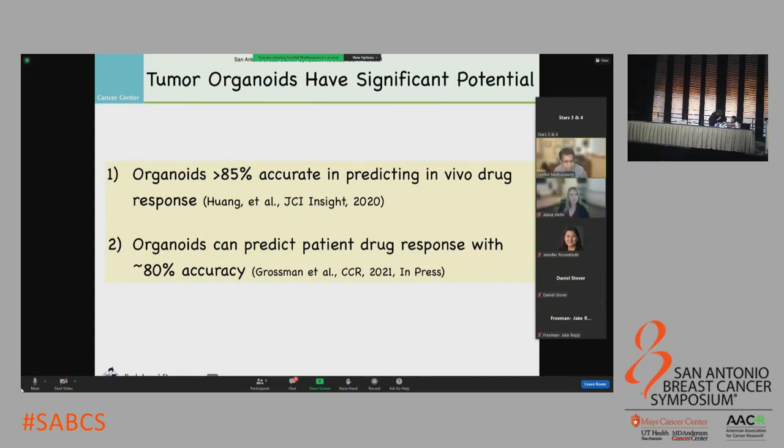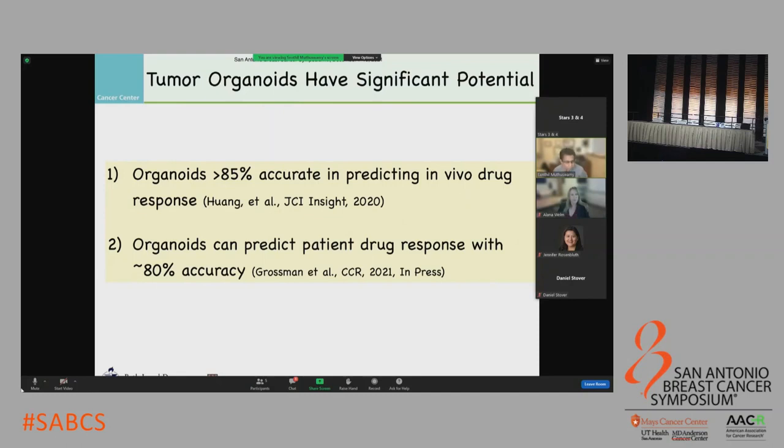Just highlights the power of using these patient-derived tumor models for translation research. The first one, we demonstrated that the organoids have more than 85% accuracy in predicting in vivo drug response in the context of PDX tumors.